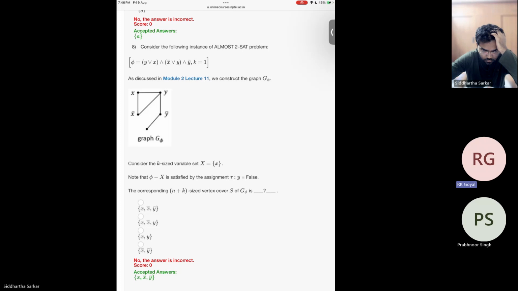So how do they construct this G phi from the given formula phi? Very good question.